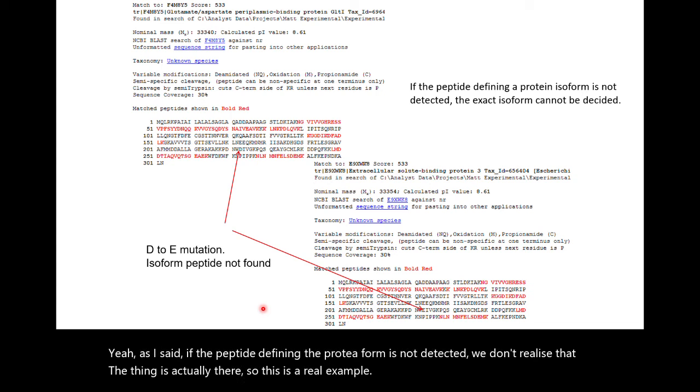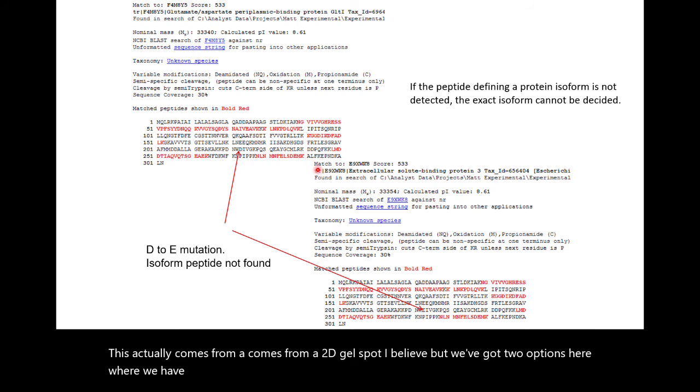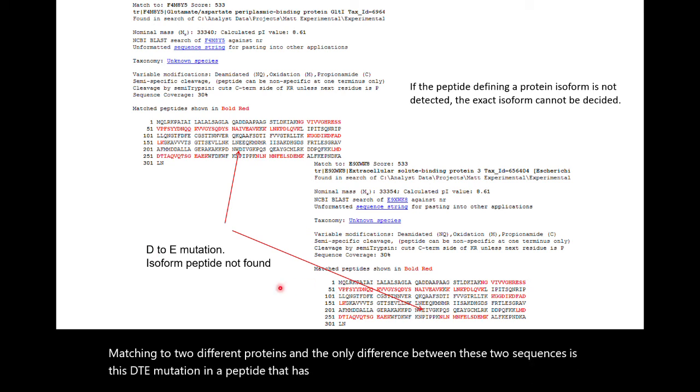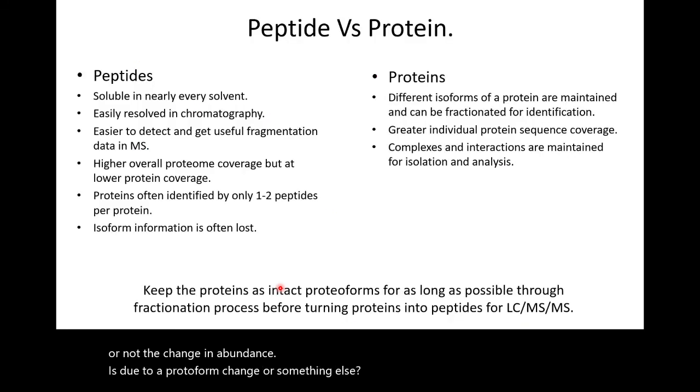This actually comes from a 2D gel spot, I believe. But we've got two options here where we have the same group of peptides matching to two different proteins, and the only difference between these two sequences is this D to E mutation in a peptide that has not been detected. So we can't actually say whether or not the change in abundance is due to a proteoform change or something else.